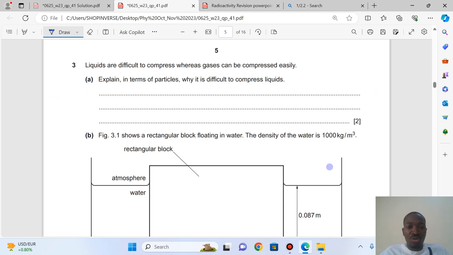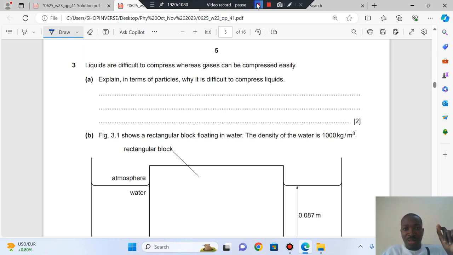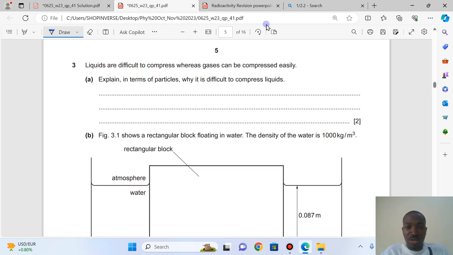Liquids are difficult to compress, whereas gases can be compressed easily. Explain in terms of particles why it is difficult to compress liquids. Why is it difficult to compress liquids? Because the liquid particles are closer together in comparison with gas particles, okay? Because the distance between the particles is very, very small. And since this is a 2-mark question, you have to give two valid points.